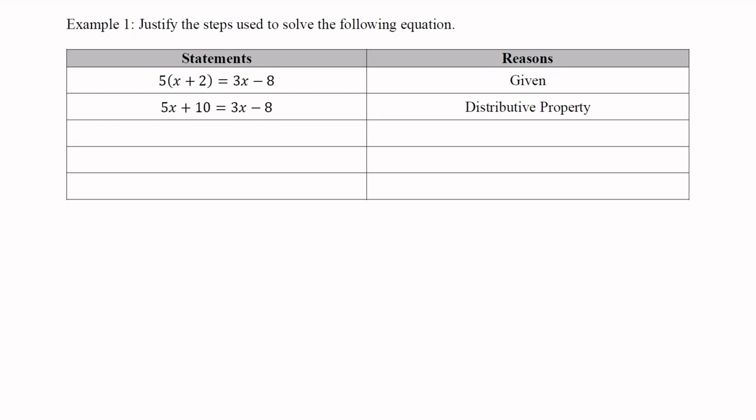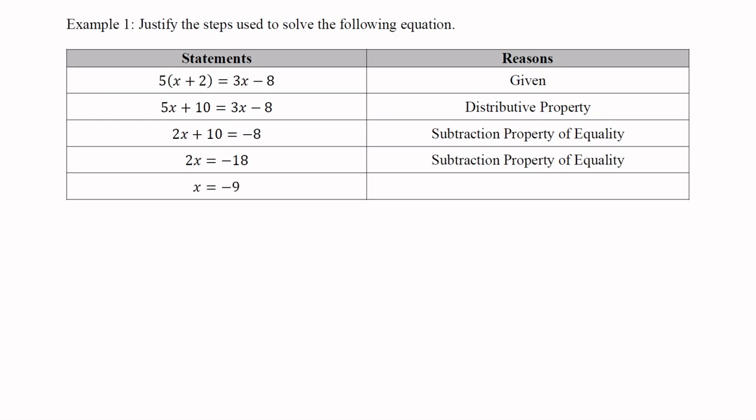Now our next statement is going to be moving the variable. And to move the variable, we're going to subtract 3x from each side, giving us 2x plus 10 on the left. And since we subtracted 3x from each side, we used the subtraction property of equality. Now we're going to subtract 10 from each side. And when we subtract 10 from each side, again, that is the subtraction property of equality. And then finally, we divide each side by 2. And that is the division property of equality.